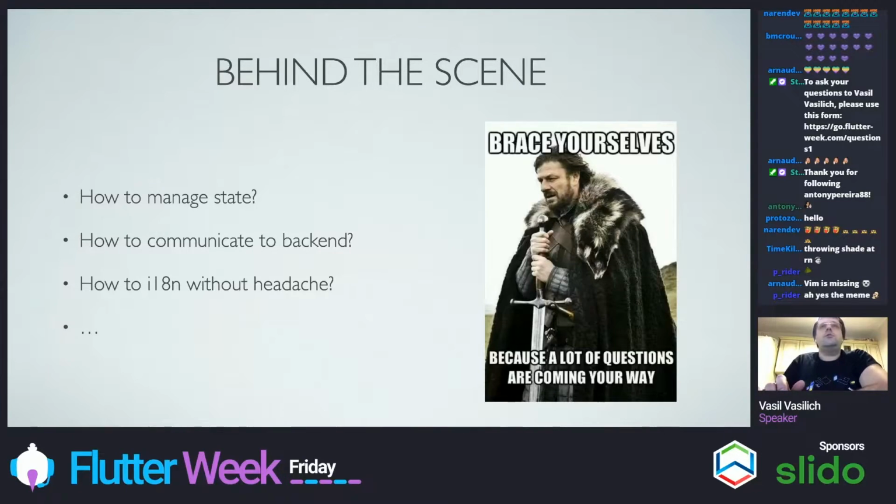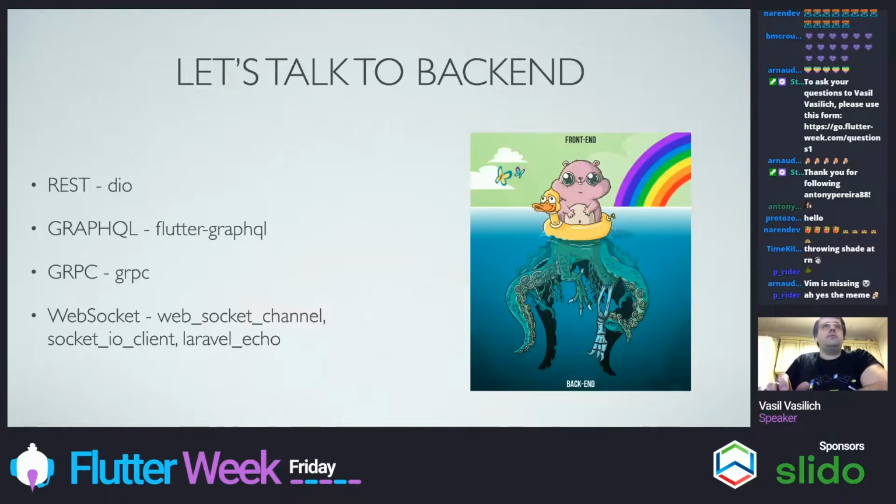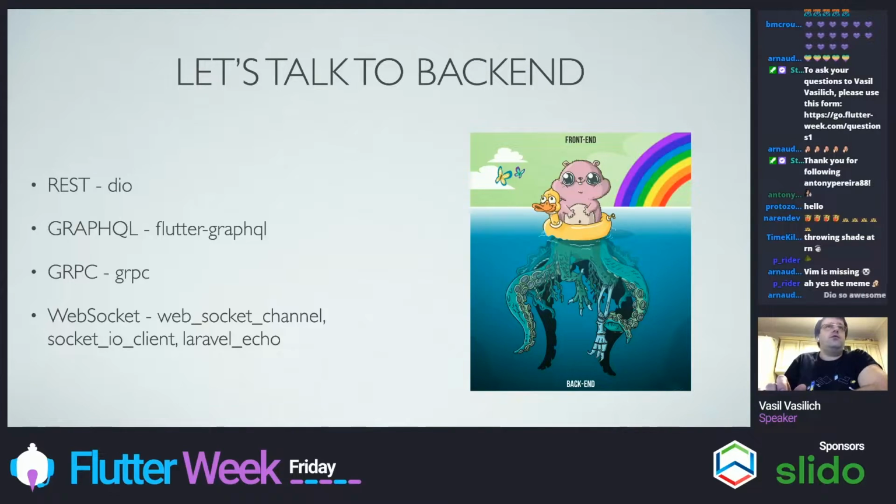Today, I would like to pay attention to talking to the backend. What options do we have generally? The old and well-known REST API, presented with the Dio library. It's the same as Axios in the JavaScript world. We have a lot of libraries which support WebSockets. We have the gRPC library from Google initially. And the last one, we have the Flutter GraphQL library, which supports Flutter.